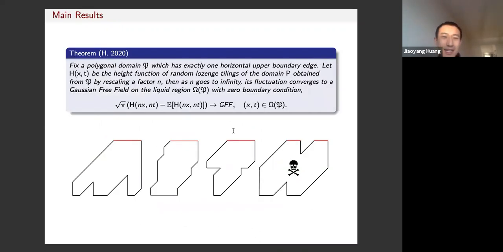And the domains I can prove are domains like this. It's a polygonal domain which has exactly one horizontal upper boundary edge, like the trapezoid domain. It has only one horizontal upper boundary edge. Other horizontal edges are bottom edges. Also, you can consider domains like those two. You can have pretty general left and right boundaries. But this does not include domains like this one, where you have two upper boundary edges. And for those domains, we prove the height function, subtract its mean and times square root pi, converges to the Gaussian free field.